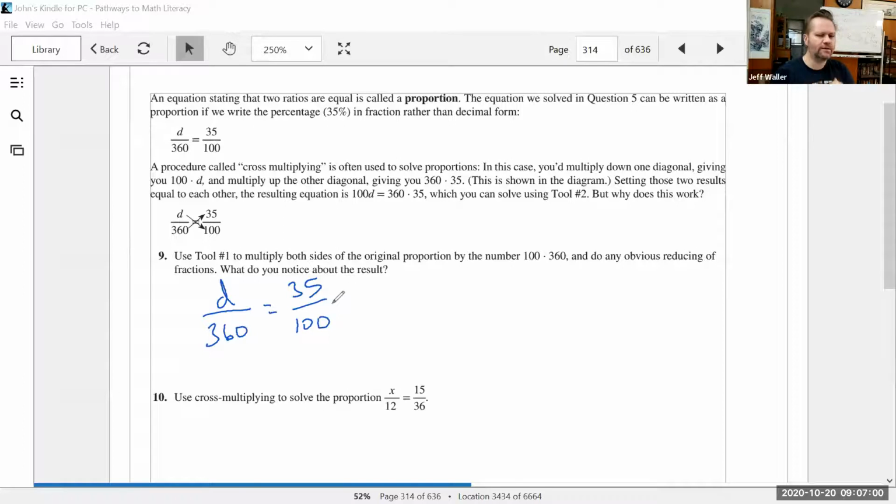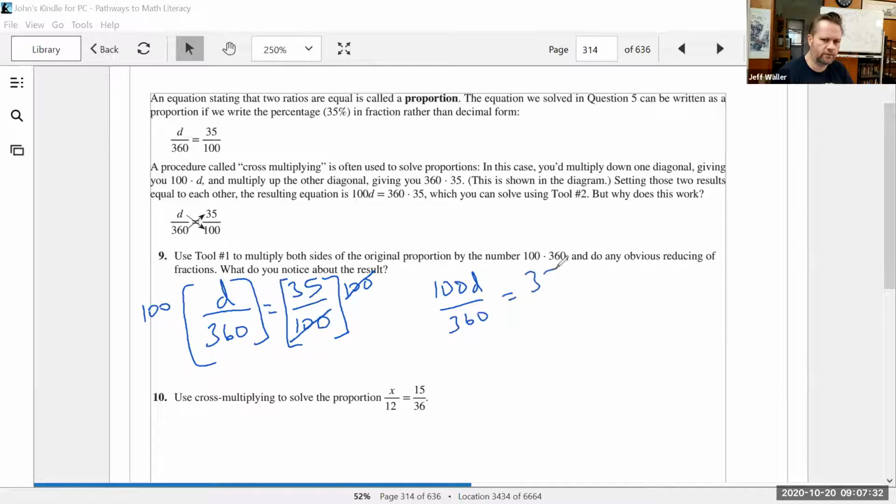So this is kind of, all right. I'm just going to show you the general idea of cross multiplication. If I multiply both sides of this equation by 100, what does that do? Why is that kind of a good thing? Because it kills this fraction, right? Do you guys see that? If I multiply by 100, it kills that. So then I get 100d over 360 equals 35.